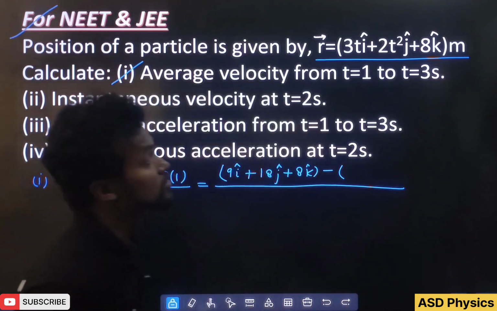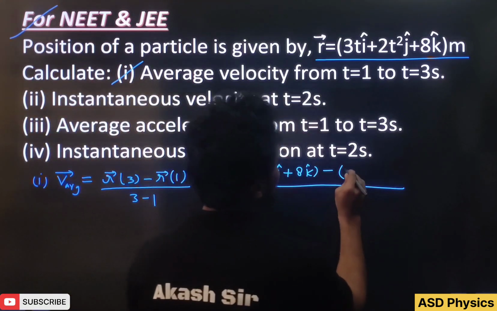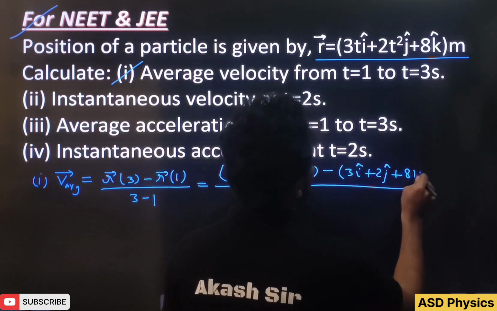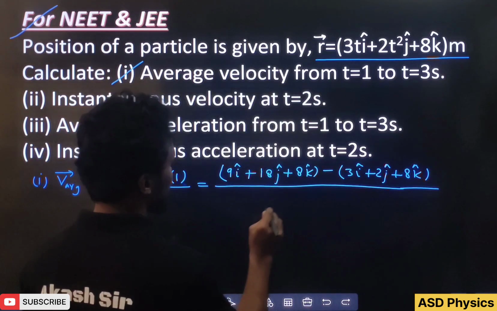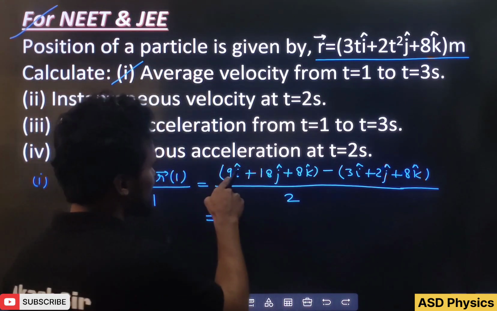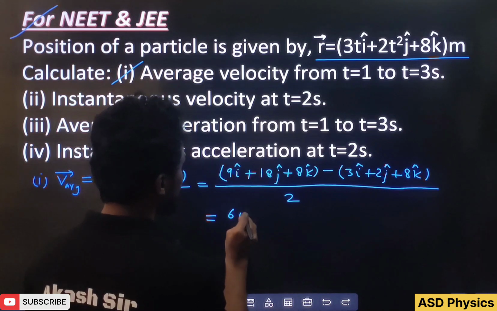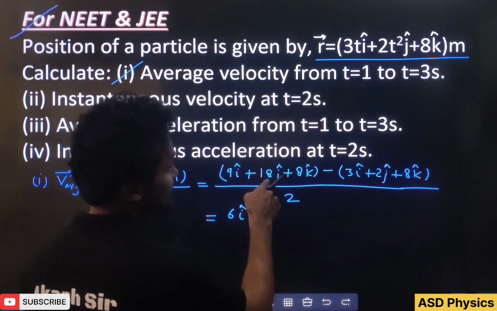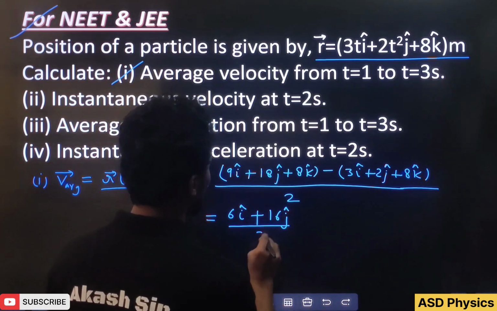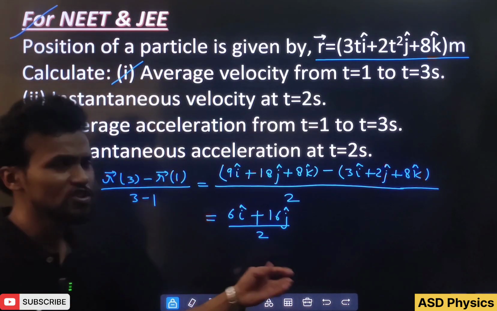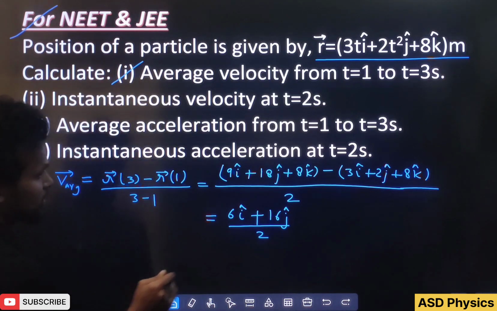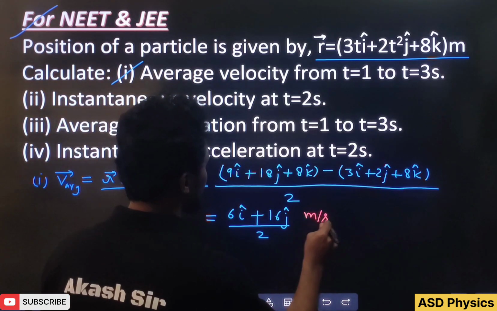Minus, after that put t equal to 1: 3 i cap plus 2 j cap plus 8 k cap, by 3 minus 1, how much here? 2. So students, you have to just simplify this. What will come here? 9 i cap minus 3 i cap, that means 6 i cap plus, again, 18 j cap minus 2 j cap, so it will come 16 j cap by 2. Okay, so students, this is the average velocity. After that you can calculate magnitude and direction. That's not a problem. Unit also, if you want to write, you can write meter per second.